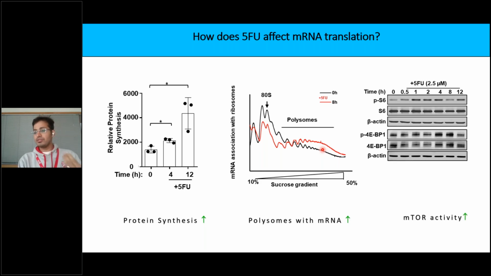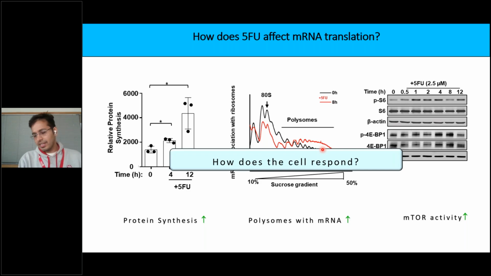And we also wanted to see what happens to the different translation factors. For that, mTOR is one of the crucial regulators of translation, as we know. And we could see a very rapid increase in mTOR activity, shown by downstream upregulation of phosphorylation of its targets S6 and 4E-BP1.